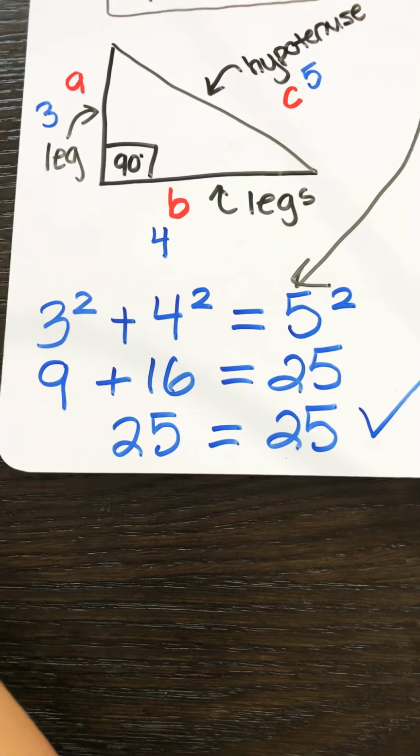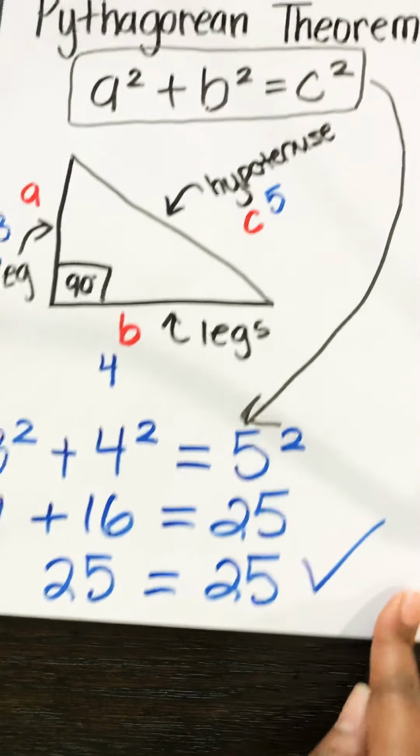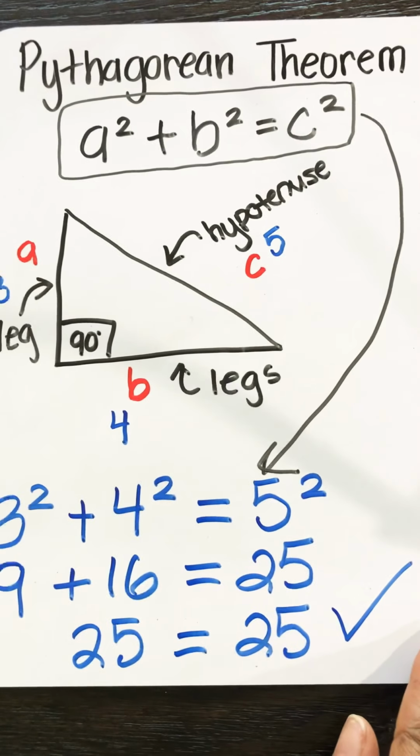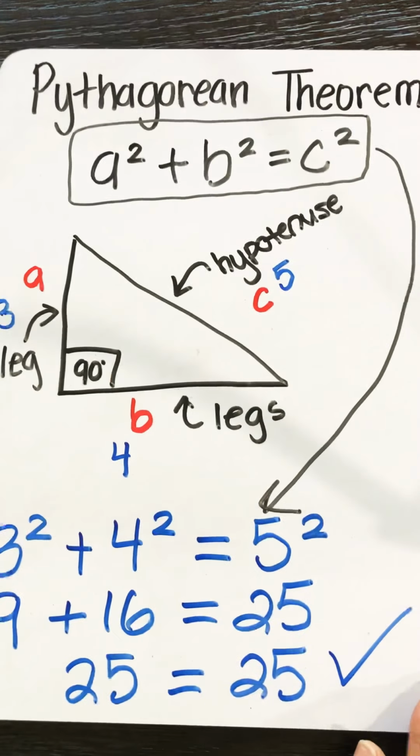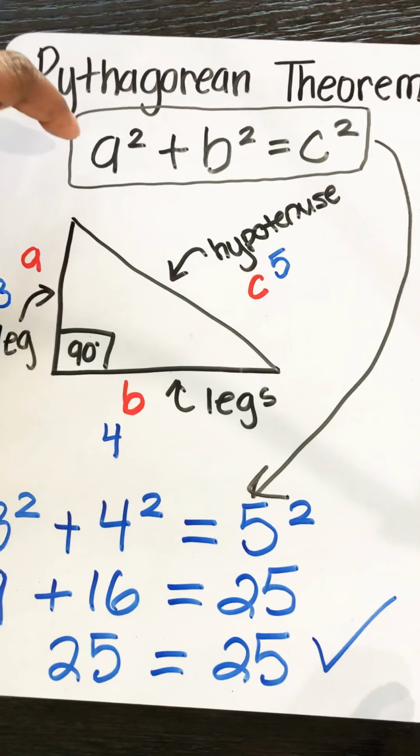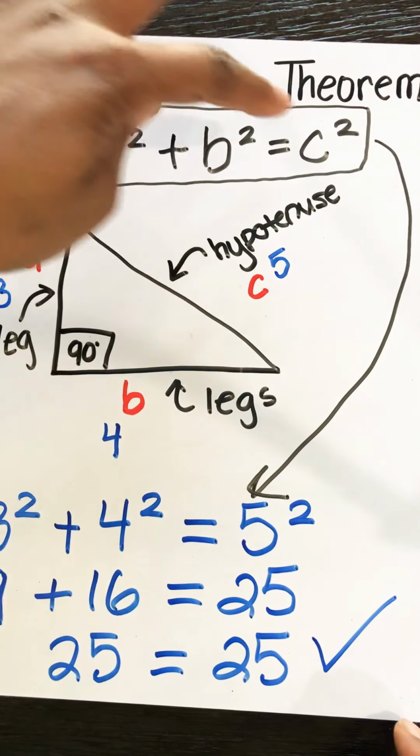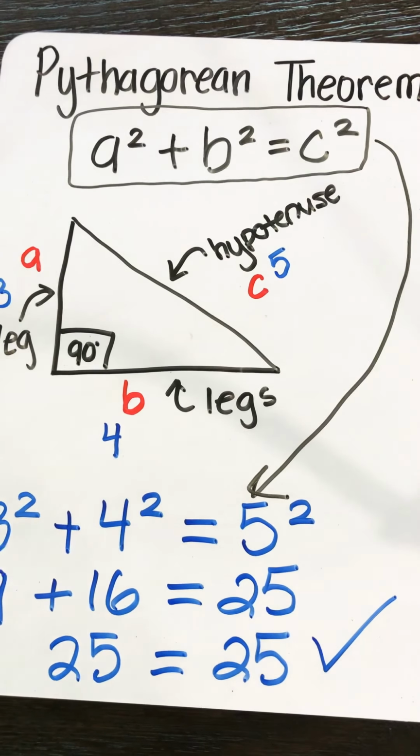Okay, this rule always works for a right triangle. So basically what this says is that when you have a right triangle, you square A and you square B, add them together, it's going to give you the square of C.